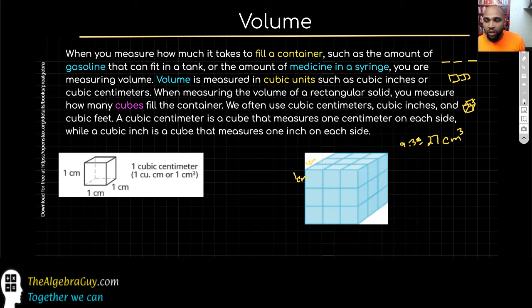And that's where you get the definition from length times width times height, because we're looking for how many cubes are going this way, how many cubes are up and down, and how many cubes are here. And we measure all those.